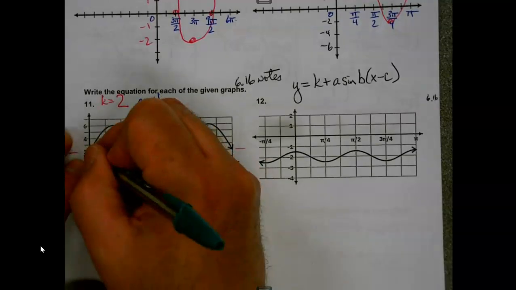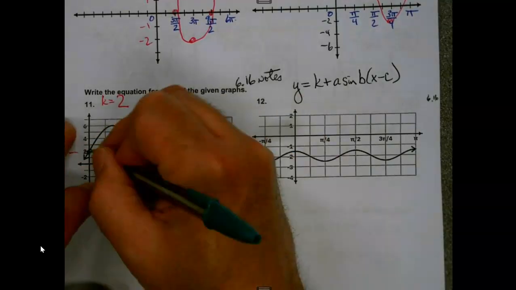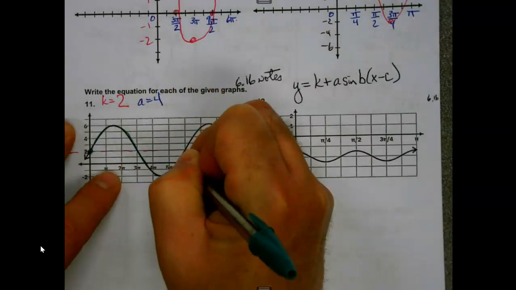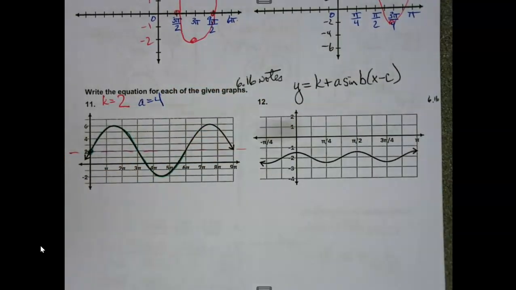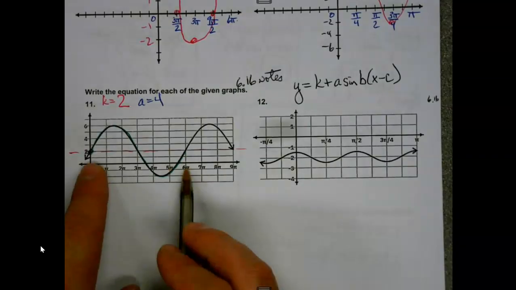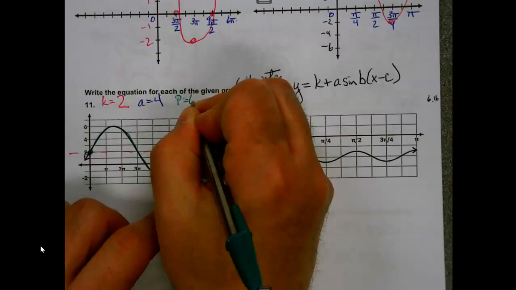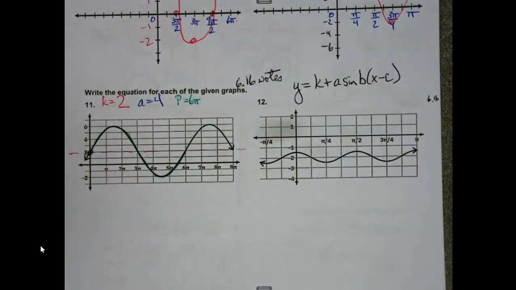So if I start here at the axis and I look at this, that looks like a sine graph to me. A sine graph with a period of 6. So if my period is 6 pi, I didn't say that a minute ago, I need the b value. That p doesn't help me.